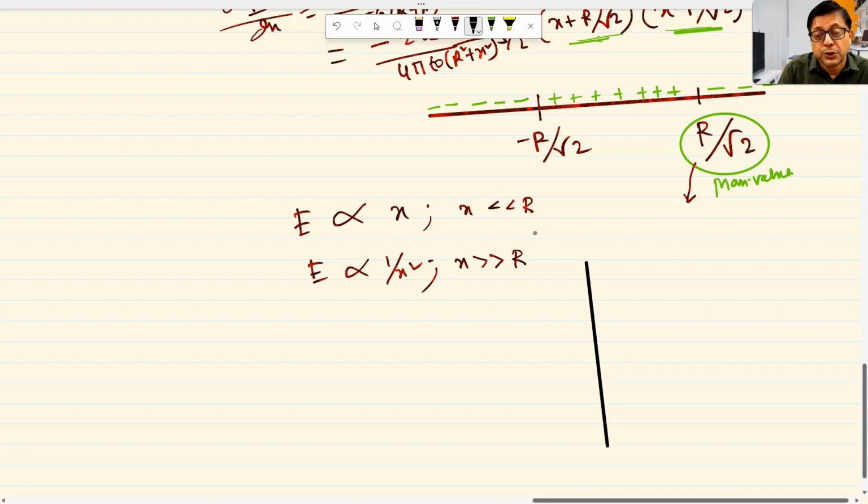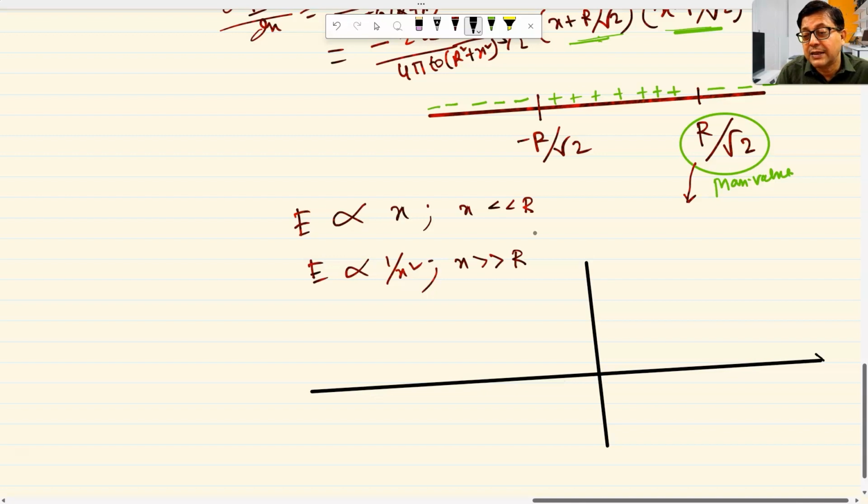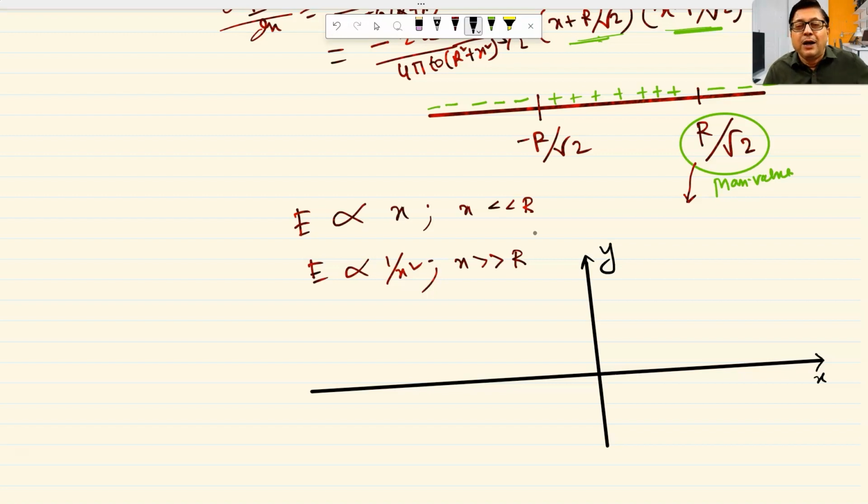Okay. So this is your x-axis. This is y-axis. Up to what distance? R is there somewhere, but r by root 2 is smaller than that. Okay. So till r by root 2, its value goes on increasing. Till r by root 2, the value increases. As per this relation, E is proportional to x, this part. This is up to what distance? Up to r by root 2.